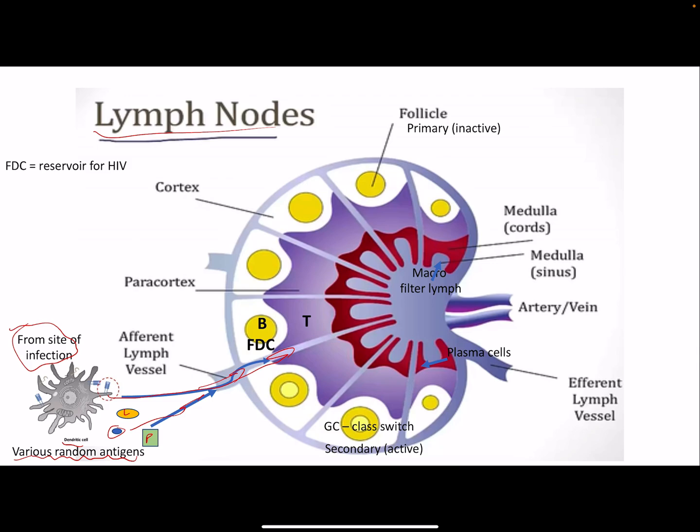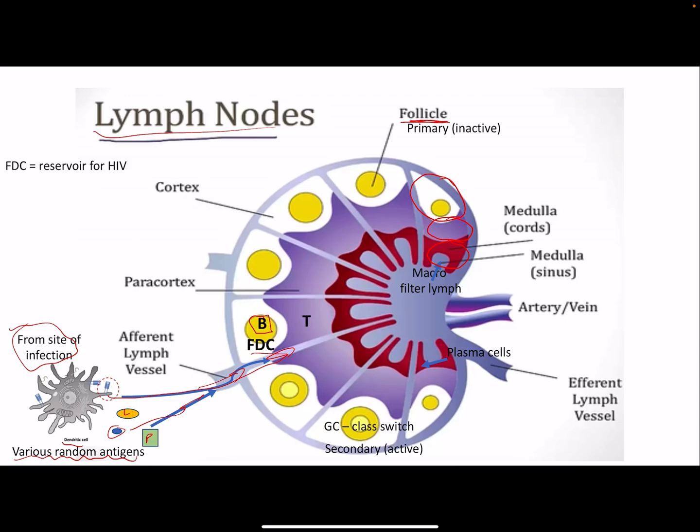So 3 major regions we should be aware of. We have the cortex shown here. We have the paracortex shown here, and then we have the medulla shown there. In the cortex, this is where we're going to have a lot of our B cells, specifically in the follicles. In the follicles, we're going to have B for B cell.